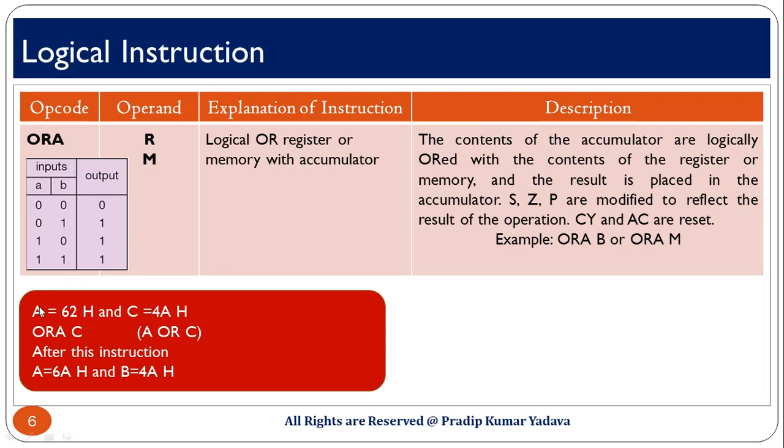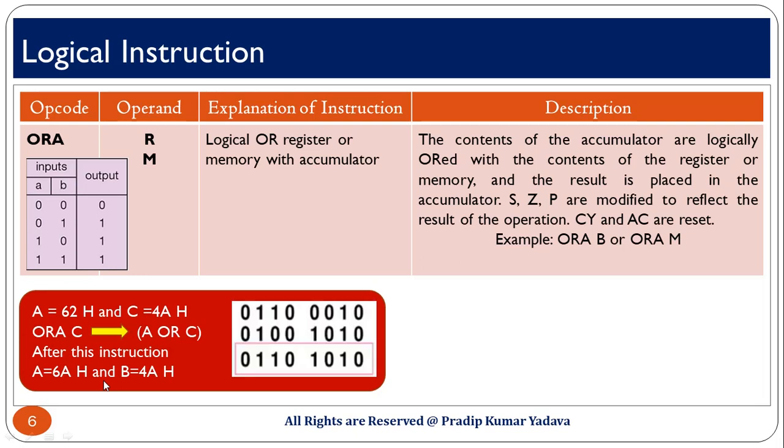Suppose the content of A equals 62 and C equals 4A. When you write ORA C, OR operation will be performed between A and C. After this, we can get the output. Let us check: 0 0, just refer to this table, we got 0; 1 1, refer to this table, 1; 0 0 0; and here 0 1 means 1. So, basically we are performing OR operation here.